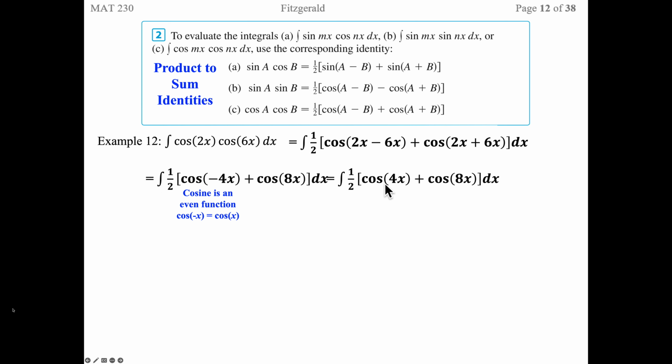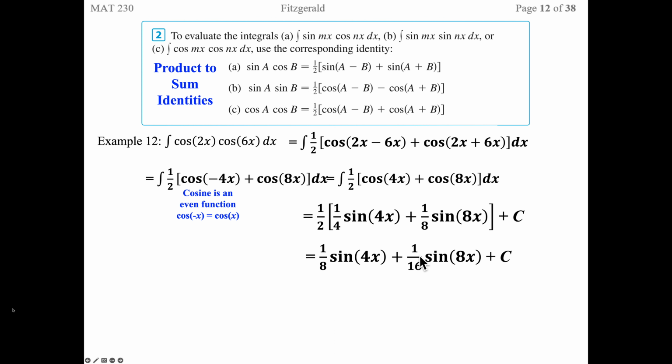We'll integrate it. Integrating cosine of 4x is sine of 4x. Derivative of 4x is 4. I divide that into my sine of 4x or multiply by a fourth. Cosine of 8x, sine of 8x, derivative of 8x is 8. Divide by 8 or multiply by an eighth, multiply in the halves, and there's my answer.